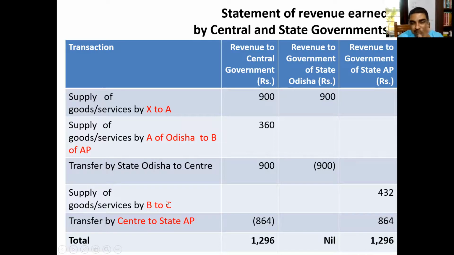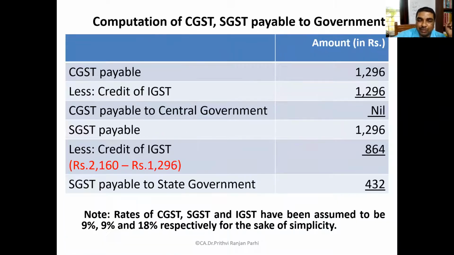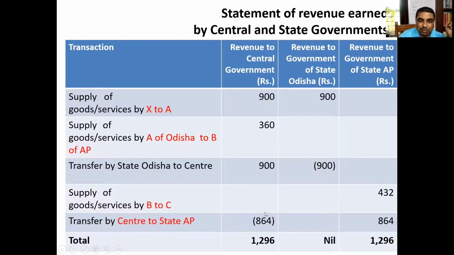Next, supply of goods by B to C. When supply was made by B to C, 430 rupees was deposited in the state of AP. But the state of AP's revenue got reduced because IGST is utilized for reduction of SGST. So now what will happen? The center will pay to AP. The center is going to pay 864 rupees. 864 rupees was the IGST credit which was used, and because of this credit, SGST collection got reduced. So 864 rupees is paid by the center. The center's revenue will be reduced by 864 rupees and it will be paid to Andhra Pradesh.